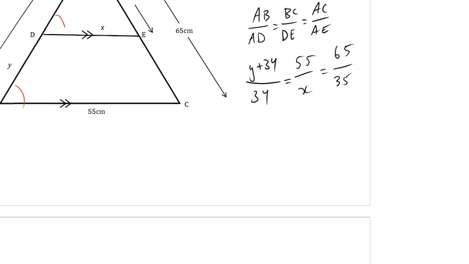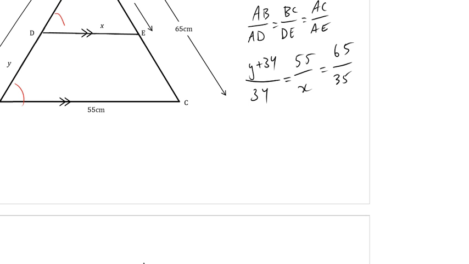So I can set up two equations. Now I can kind of forget about the triangles, and I get y plus 34 over 34 equals 65 over 35. You have to use the proportion that's got two numbers in it, right? You can't have y and x in the same little equation. Okay, and then in fact, when I write this one down, I can just flip it. X over 55, but you got to flip both sides, equals 35 over 65.